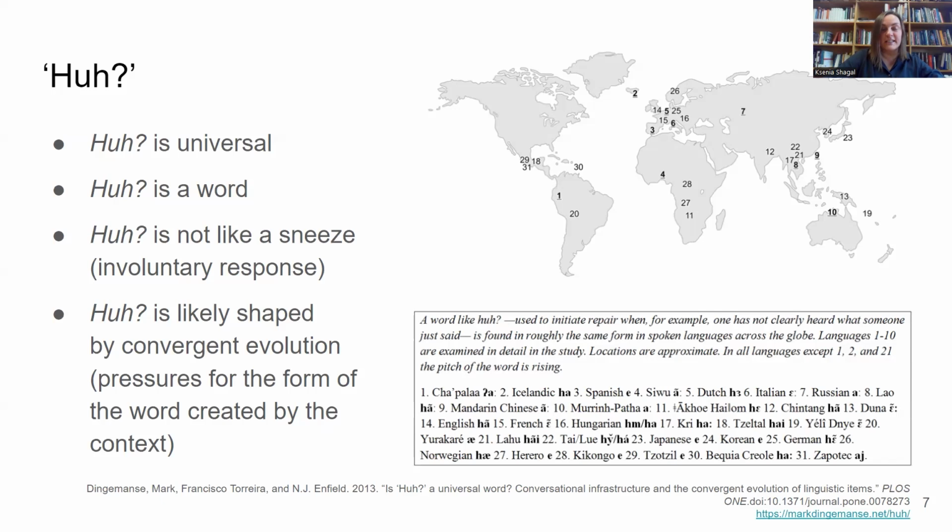So they actually studied this universal item that you use when you are confused or you want to initiate repair. So when someone is asking you a question and you didn't quite get the question, you're like, "huh?" And so this group of linguists studied this item in a sample of languages, and they found out that it's universal, that it's a word, so it has properties of a word, some phonological properties that make it a word and so on, then that it's not an involuntary response and that it's likely shaped by convergent evolution. So there are some pressures for the form of the word created by the context.